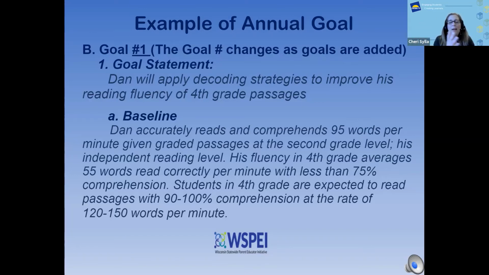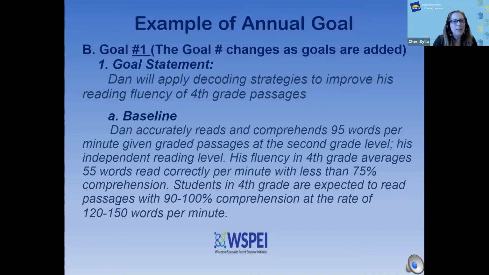Also with baseline, we usually include information about what is expected. So remember, we always refer back to the general ed curriculum, right? So students in 4th grade are expected to read passages with 90 to 100% comprehension at a rate of 120 to 150 words per minute. So it's important to know where his peers normally are, knowing where Dan is currently based on his present level and knowing where students are. So you have both those pieces of information.